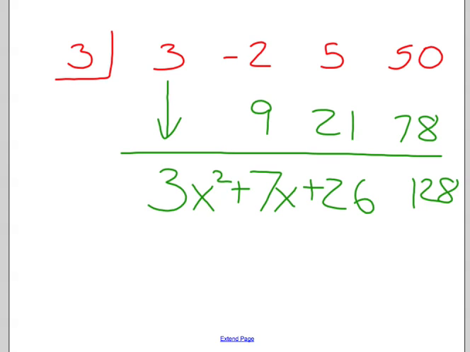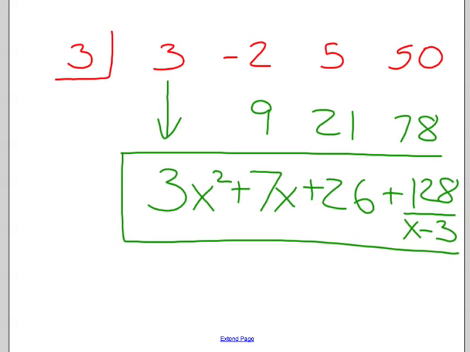And then plus 128 is our remainder, so what do we do with our remainder? Over x minus 3. Over the divisor, which you have to remember is x minus 3 as a whole. X minus 3. Do you like that way better? You are welcome to do it the first way if you want. That's fine. But this is fine too.